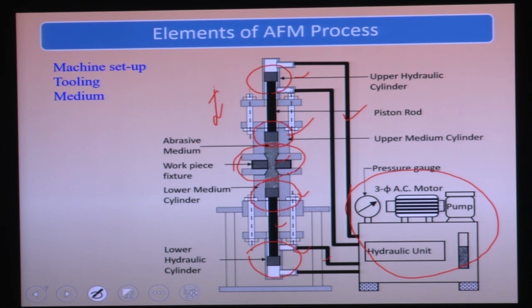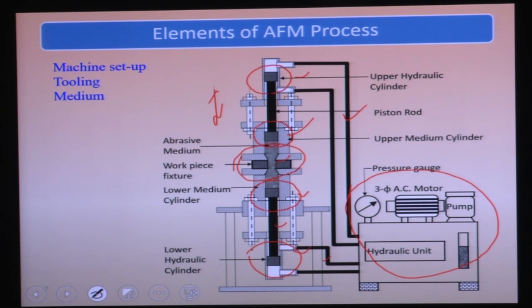This media, viscoelastic media, consists of abrasive particles. This viscoelastic media is flowing through the passages where you need the polishing, so the abrasive particles remove the surface undulations by removing small chips from the workpiece surface. So this is the working principle of the abrasive flow finishing process.